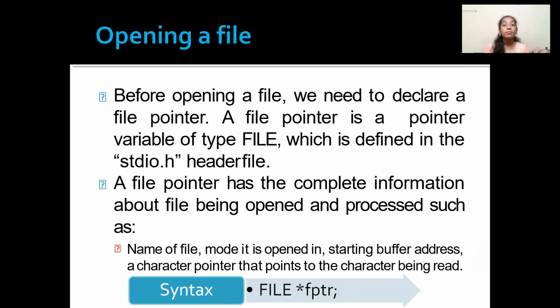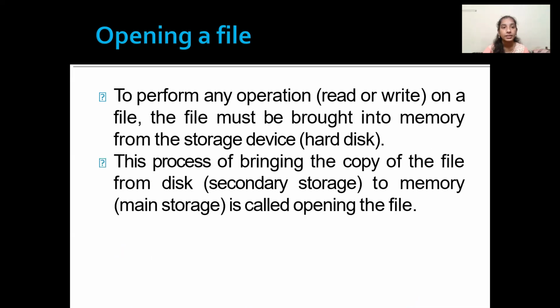How to open a file? Before opening a file, you need to declare a file pointer. A file pointer is a pointer variable of type FILE, which is defined in the stdio.h header file. A file pointer has complete information about the file being opened and processed, such as the name of the file, the mode it is opened in, the starting buffer address, and a character pointer that points to the character being read. So to open a file, the syntax is FILE *fptr. Here fptr is a file pointer.